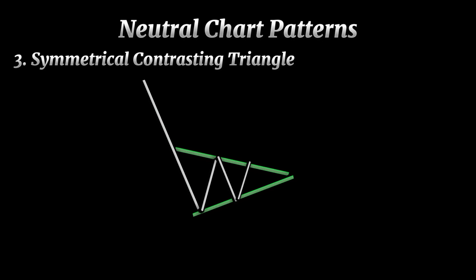Beginning with the symmetrical contracting triangles, we have upper lines and lower lines that converge to each other. So this pattern implies a decrease in volatility. If price breaks above the triangle, the stop loss should be placed below the lowest low of the triangle, or in a confirmed demand zone. And if price breaks to the downside, the stop loss should be placed above the highest high of the triangle, or in a confirmed supply zone.